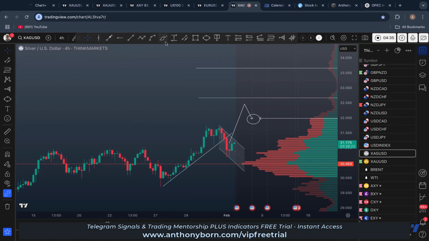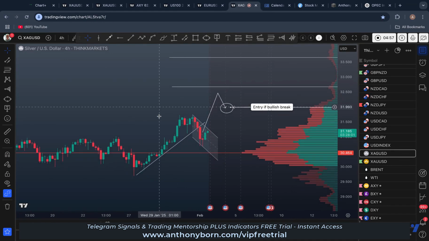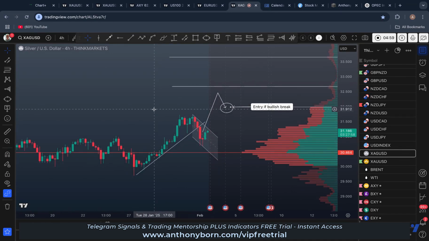Okay, I'm going to label this possible entry. Possible entry if bullish break. There you go. Entry if bullish break on the retest. That's my plan for XAGUSD, guys.